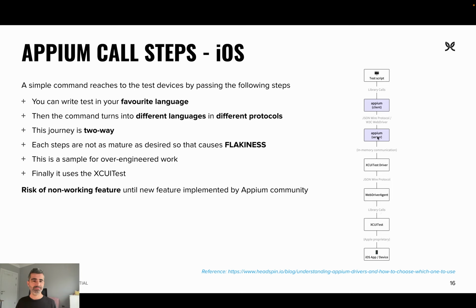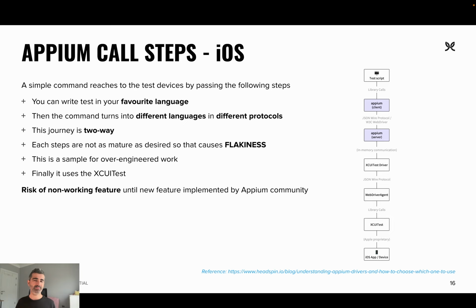So basically, this kind of architecture can be flaky, and it's actually deemed to be flaky because of the requirement. It requires lots of libraries and lots of steps, lots of translation of command. So this journey is two ways. I mean, when the commands come to here, it should return back to your automation client. And as I said, it is time consuming.